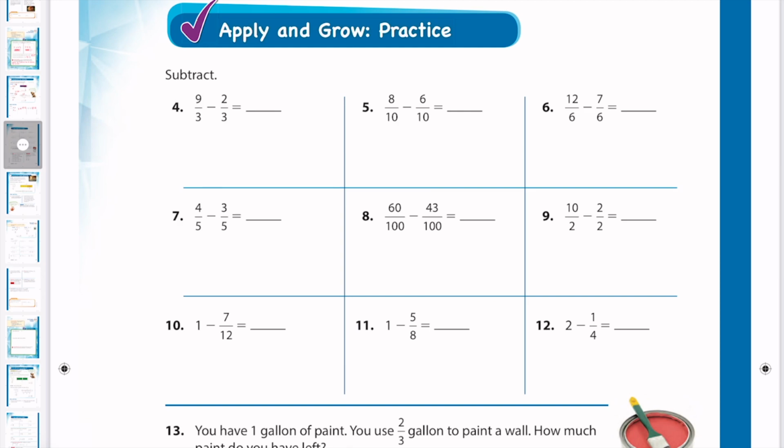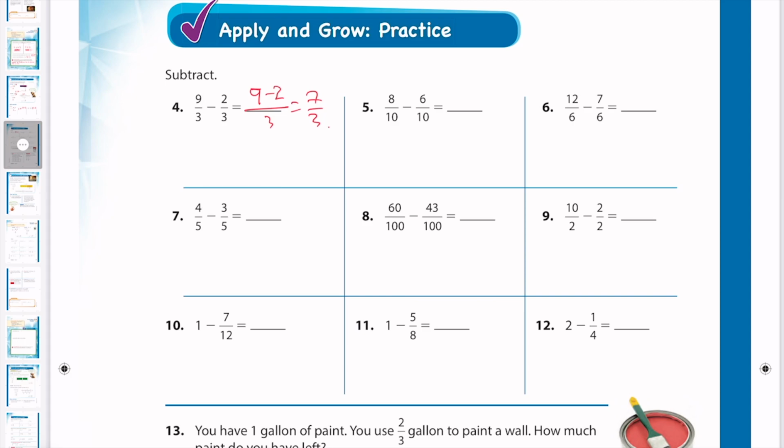Now subtract. Number 4, okay? 9 minus 2 over 3 is 7 over 3. I'm going to skip this process, guys, because, you know, this is too easy for us, okay? So I'm not going to do everything. I'm just going to write down the answer, okay?